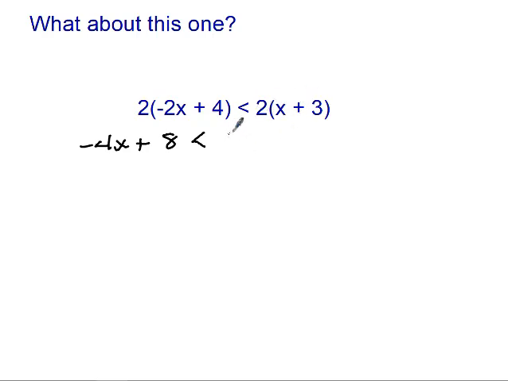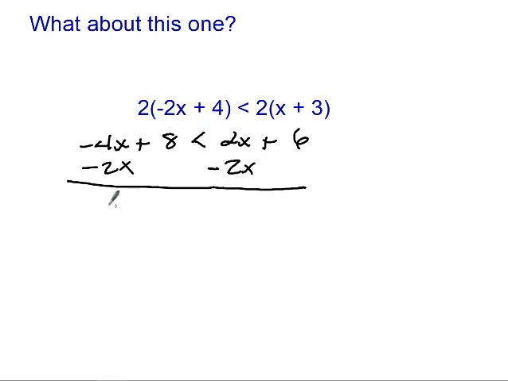2 times x is 2x, plus 2 times 3 is 6. And now we go through our steps. Get our letters on one side, get our numbers on the other. So I'm going to take this 2x, move it over to be with a 4x. So minus 2x, minus 2x. So that gives me negative 6x plus 8 is less than 6.